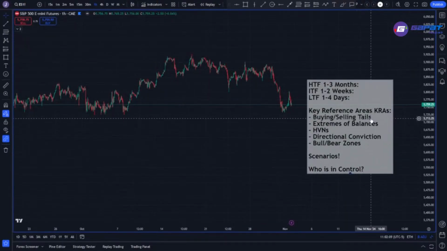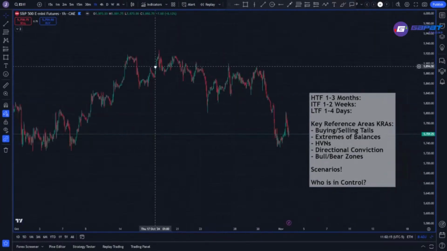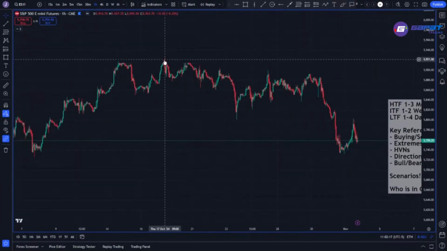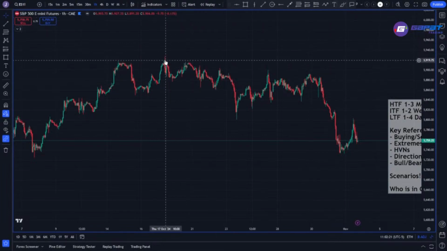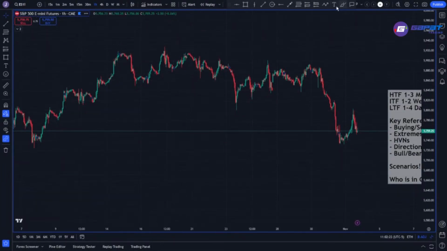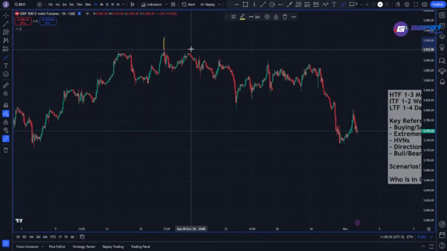It says tails here, but it looks like a tail because it's a big wick, basically. Up here, you have a small selling tail, but it's nothing major. Typically, I'd want to see a bit longer of a wick. If it had a selling tail like this, then that would be an even stronger key reference area.